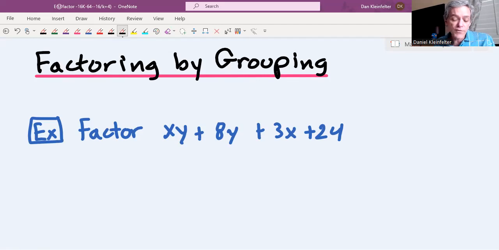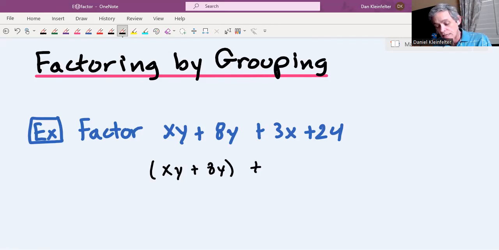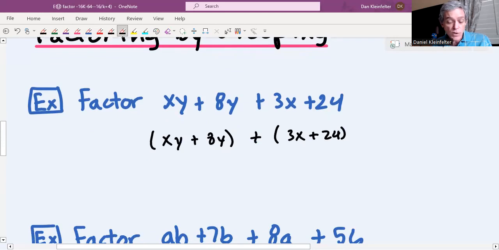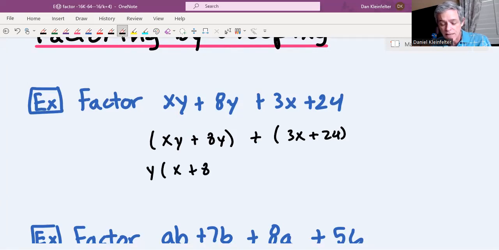However, if you look at the first two terms and group those, which is why it's called factoring by grouping, let's go ahead and wrap those in parentheses for emphasis, and the second two terms, then you can factor common factors out of those pieces. So xy plus 8y has a y as a common factor. If we factor that out, we're left with x plus 8. The second two terms, 3x plus 24, have a 3 in common. And if we factor that out, we'll be left with x plus 8.